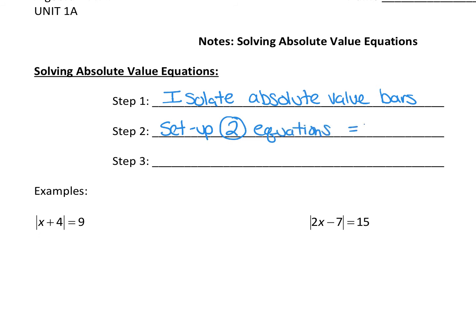One of the equations is going to equal the number. The other equation is going to equal the opposite of that number. And then step 3 is we're just going to solve both equations.